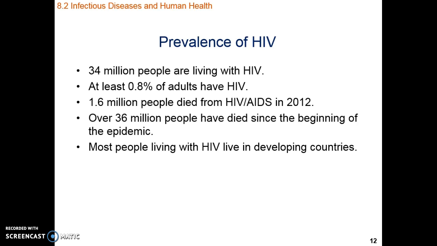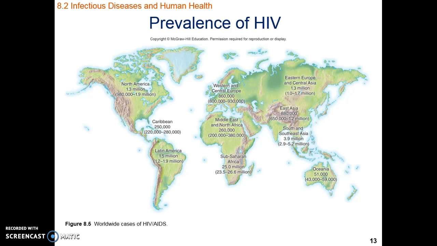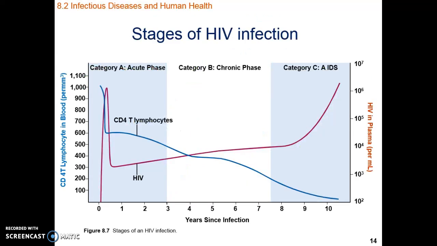Now, most people living with HIV live in developing countries. So, the prevalence of HIV in North America, we have about 1.3 million people. In the Caribbean, a huge number relative to the overall population there, 250,000 people. Latin America, 1.5 million. But look over here in sub-Saharan Africa, 25 million people. Just absolutely devastating to that part of the world.